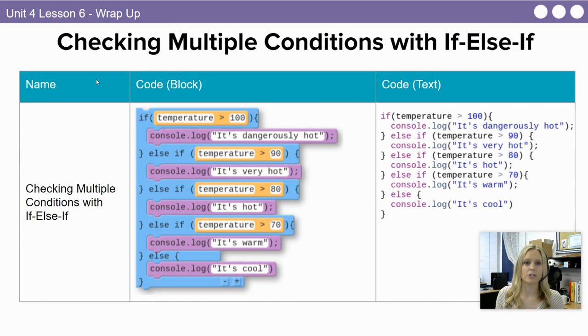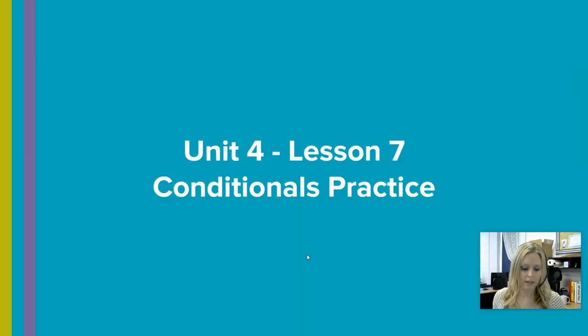Checking multiple conditions. Here is what that looks like normally in block coding. Just remember that whenever you're setting this up, it's always a good idea to start with the most rare circumstance at the top and then work your way down to the most general circumstance. That'll make more sense as you get a little more experience with it. And that's it for today.